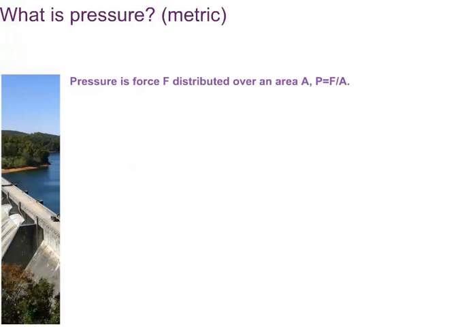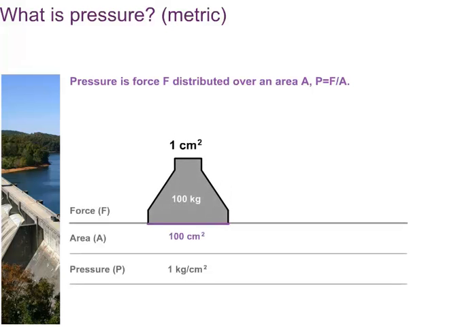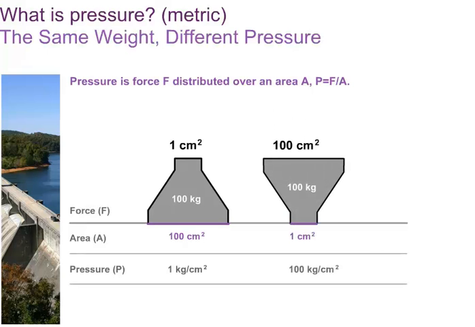The same explanation as before, expressed in metric units, is the following. If a part with a weight of 100 kilograms is standing on an area of 100 square centimeters, the pressure is 1 kilogram per square centimeter. The same part, standing on an area of just 1 square centimeter, generates a 100-fold pressure of 100 kilograms per square centimeter.